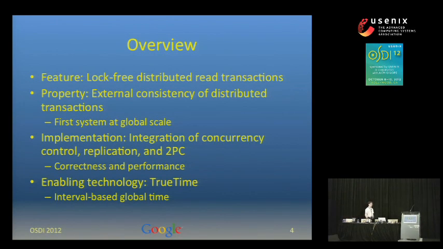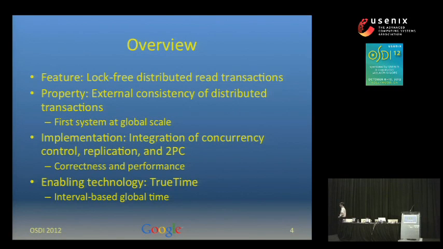External consistency basically says that the commit order of transactions is the same as the order in which users actually see the transactions executed with respect to global wall clock time. And Spanner is the first system to provide this property at global scale.